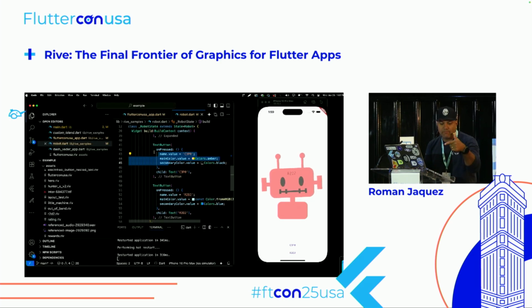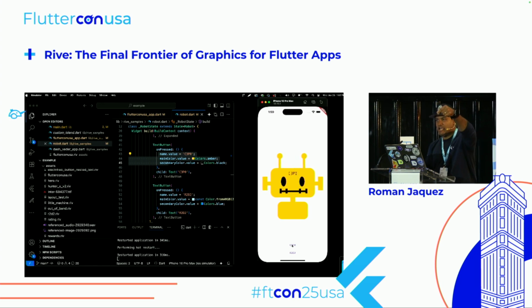See, I can change the name, the main color, and the secondary value. If you tap on one of these, you see how they change: the name changed, the color changed, the eyes changed. If I click on another one, I change the color, and I also change the text. So simple as that. That was just a simple example that I wanted to show.